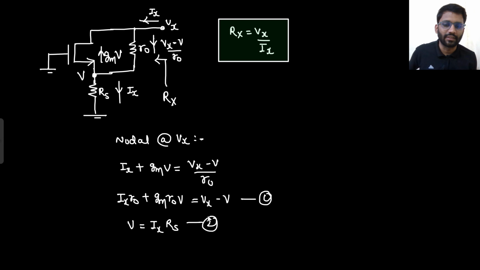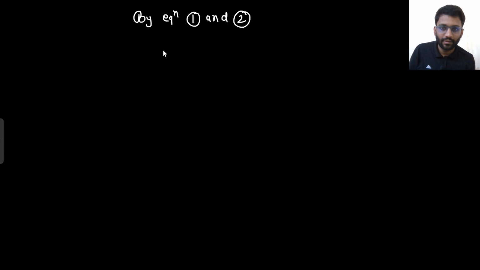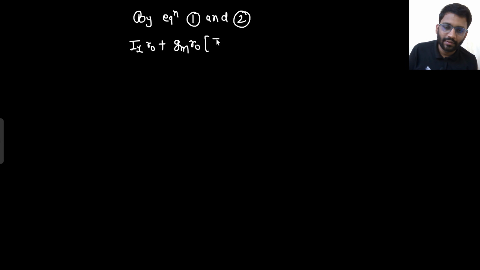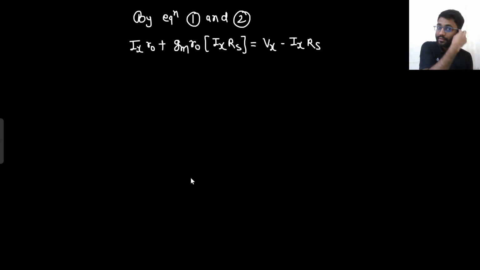So V is equal to Ix into Rs. That's it. Now V I can replace here, by equation 1 and 2, Ix R0 plus Gm R0. What will be V? V will be Ix into Rs. So Ix into Rs is equal to Vx minus V. Vx minus V, that is Ix into Rs. Right? So what are we getting here?